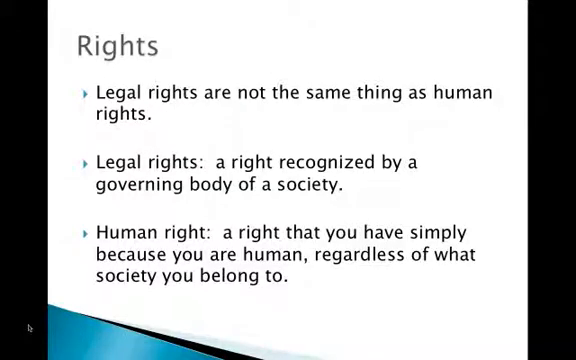Second point. We've got to distinguish then between legal rights and human rights. Legal rights are rights recognized by a governing body of a society.